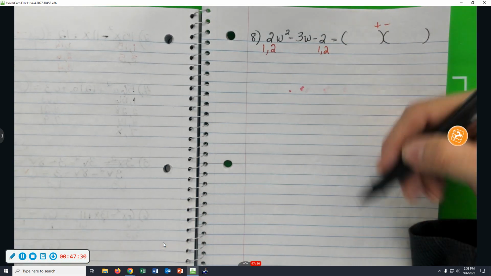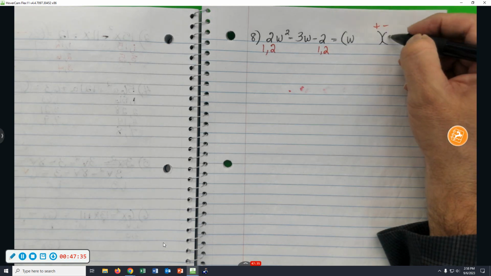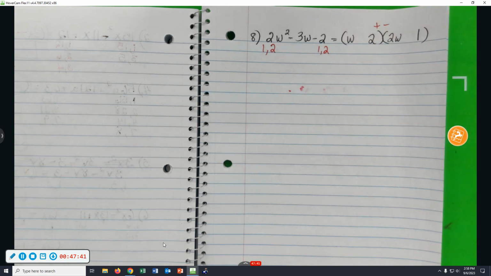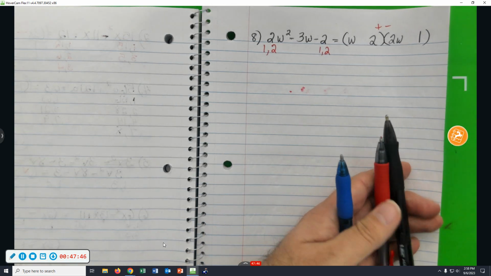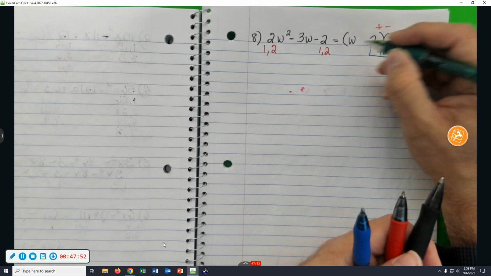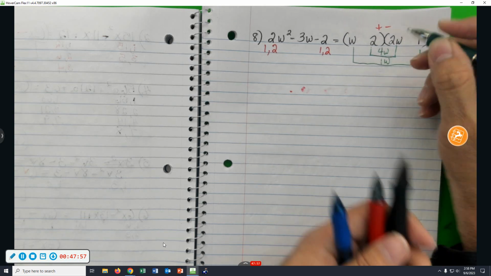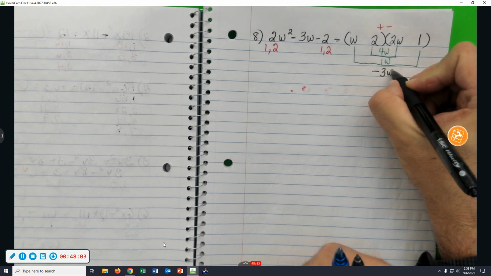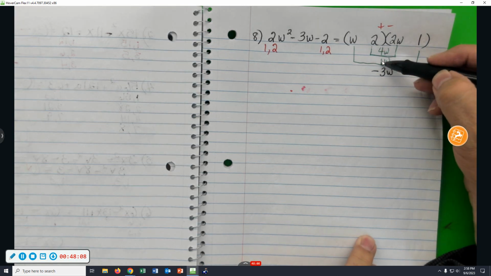Just remember, you can't have the 2's together in the same set of parentheses. If this is going to work out, I'll say 1W times 2W, and I'll put the 2 and the 1 here. We need a negative 3W. The outer and inner need to give us a negative 3W. So 4W, 1W. I want a negative 3W, so that means, which one of these needs to be negative to get a negative 3W? The 4W or the 1W?